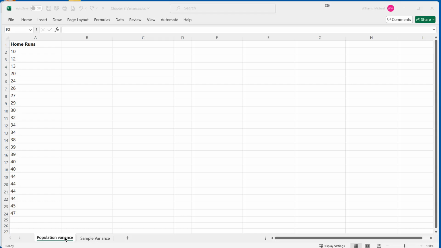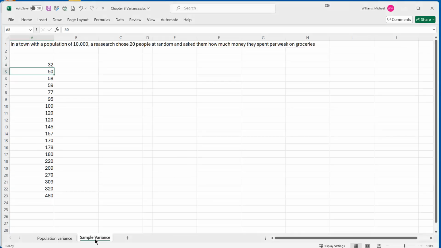Do you see them? This is population variance. This is our friendly home run slugger, Hank Aaron, and his home runs. We've seen these before. Then I've created a new sheet over here. I've created a fake sample. Let me get that green rectangle out of there. I've pretended to gather what they call sample data.